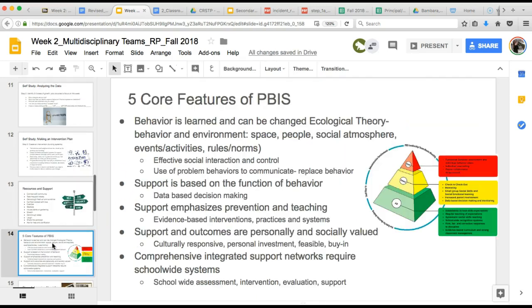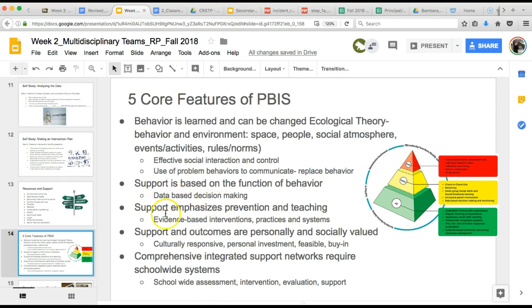And then we went over briefly the PBIS model and how it is really around looking at all of the pieces, holistically looking at the environment to try to figure out what the behavior is and then replace the negative behavior with a positive behavior.